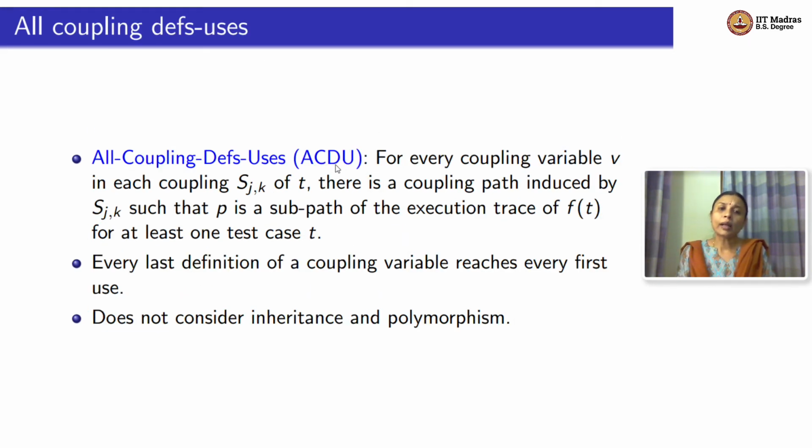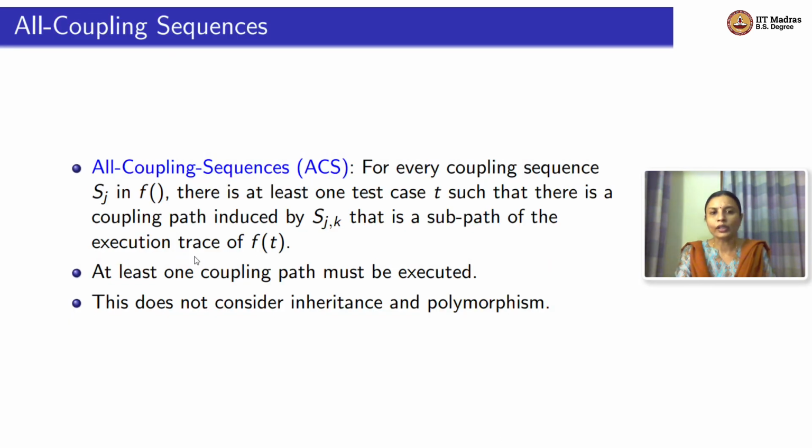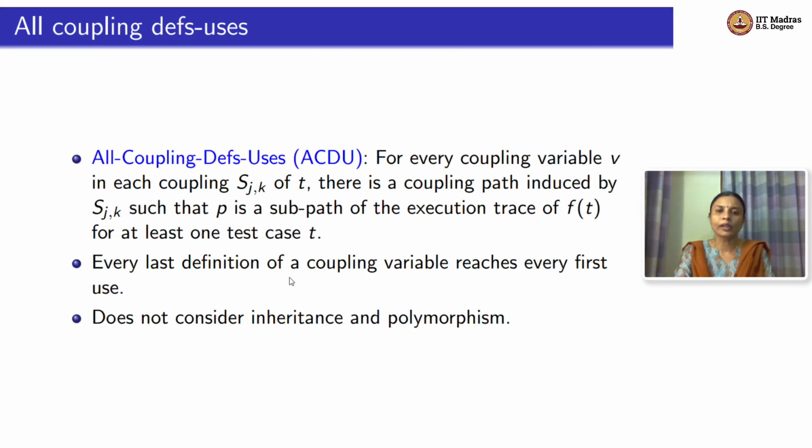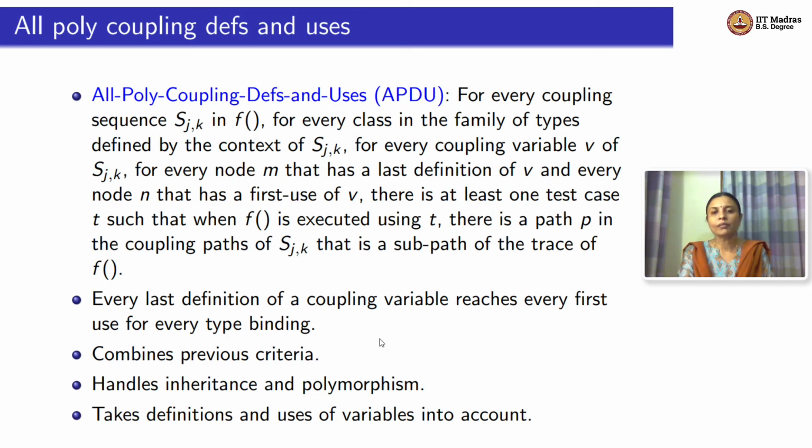The next one is all coupling definitions and uses. This is different from this one. This says all coupling paths from the definition. Here, all coupling paths from the definition to the uses without polymorphism, without inheritance. This is just the same thing as the earlier criteria, plain graph coverage criteria, but this is for DU paths. First definitions to last definitions to first use. No inheritance, no polymorphism. Now I can add inheritance and polymorphism, consider last definition to first use, and consider every kind of type binding. Then I get all poly coupling defs and uses.